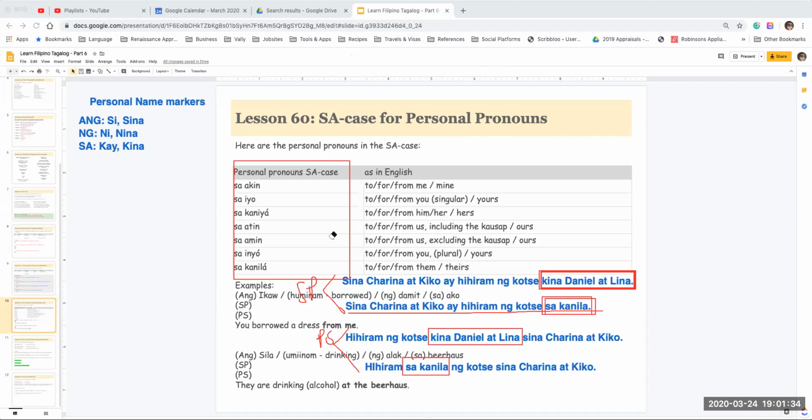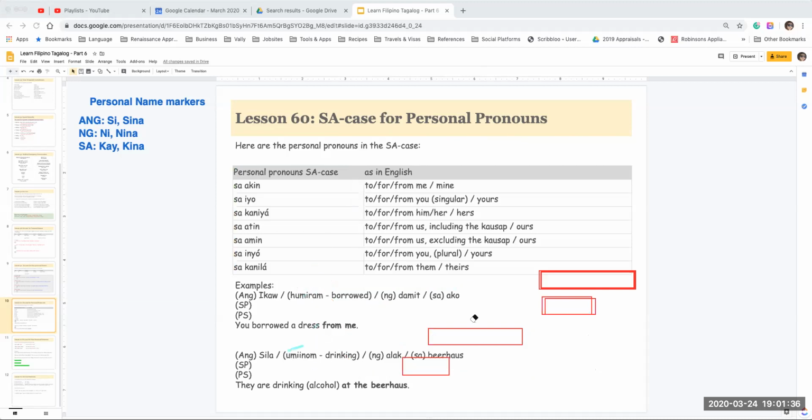I'm gonna delete this because we're gonna practice some more down here. So we have more examples, but this time we are using the ang case, you see, it is a pronoun, and then your sa case is also a pronoun. All right. Let's try it.